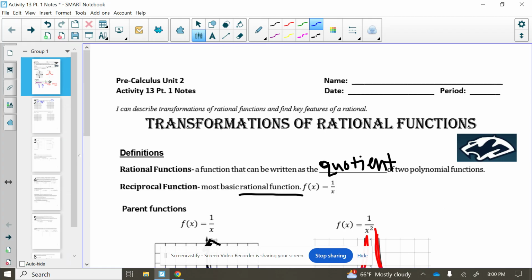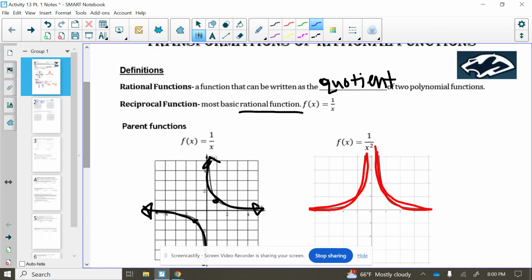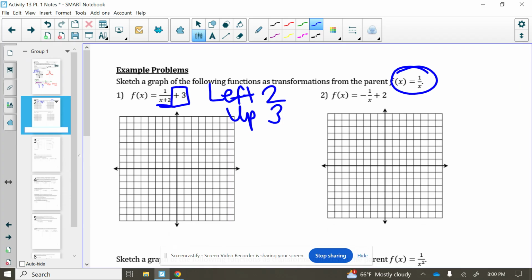Now what we see with this parent function of 1 over x is that it has a vertical asymptote through x equals 0. It has a horizontal asymptote through y equals 0. So when we are transforming it, a lot of what's happening is we are taking our horizontal asymptote and it's getting shifted up 3. That vertical asymptote is getting shifted to the left 2, so that we then would have this first and third quadrant kind of shifted up and to the left.